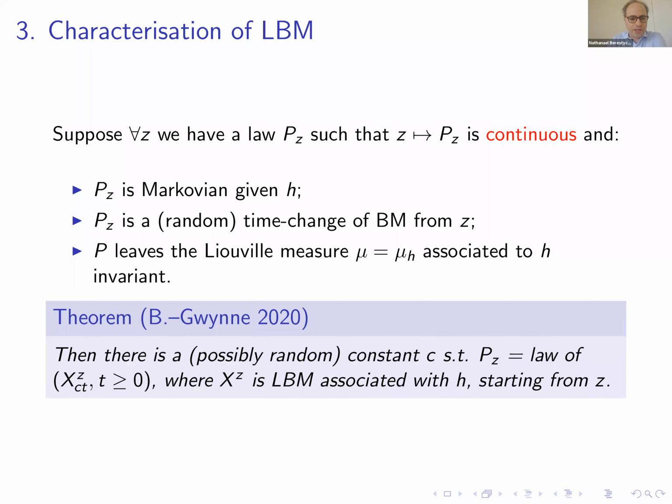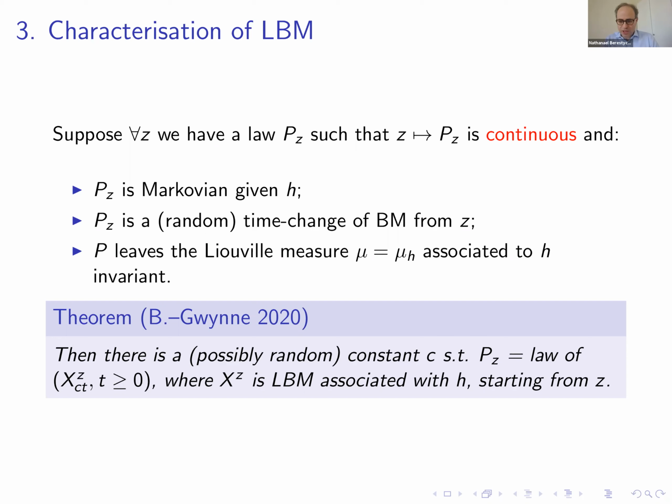Okay, so I think this is a nice characterization of Liouville Brownian motion. In particular, I hope it will be useful later on when people investigate more models of random walks on planar maps. And the theorem is the following. It says, suppose for every z, I give you a law, P_z. So P_z will be the law of a trajectory of some process starting from z.